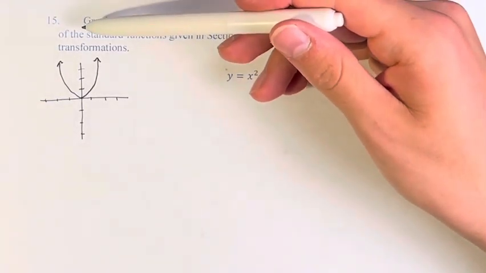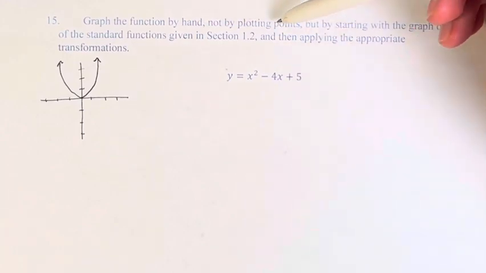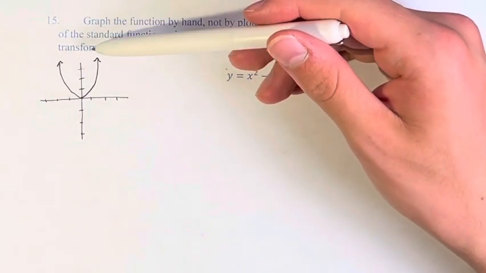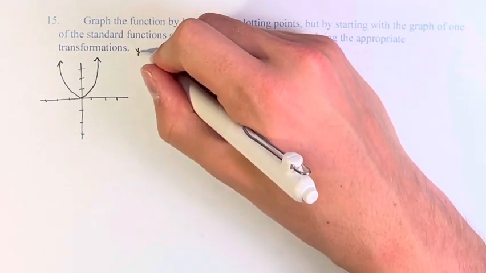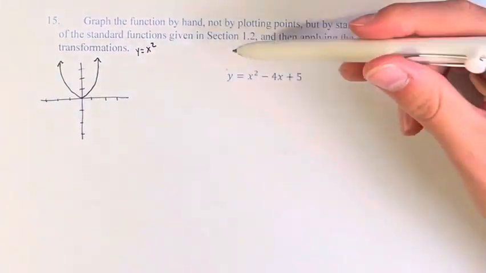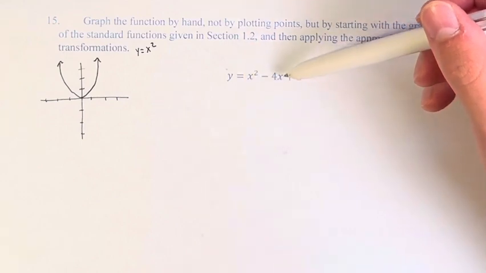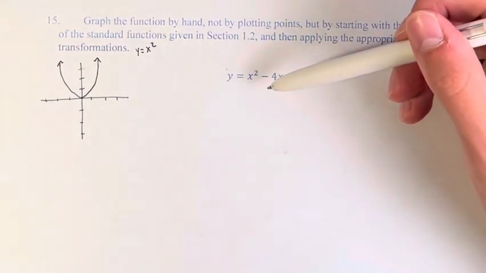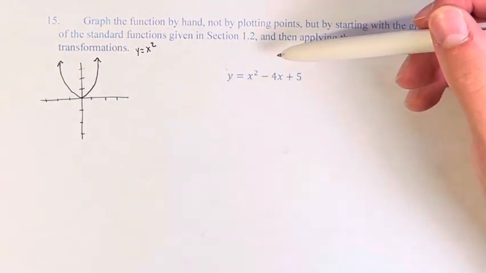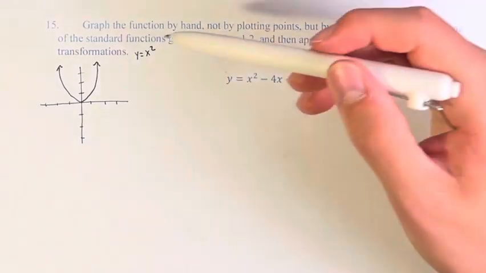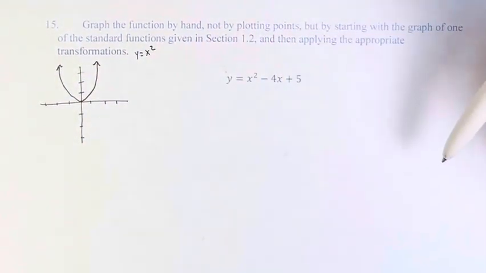In this problem, we're asked to graph the function by hand, not by plotting points, but by starting with the graph of one of the standard functions. Here we have y equals x squared, and then applying the appropriate transformations. So we have y equals x squared minus 4x plus 5, and it might not seem obvious, given the transformations that we know, how we would actually turn this graph into the graph of this one.